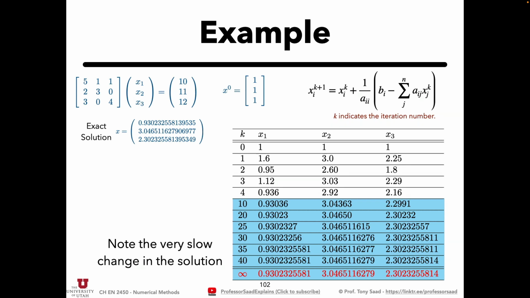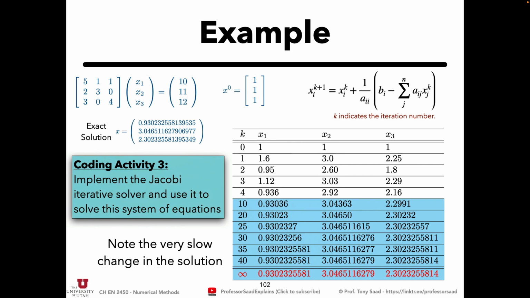The exact solution for this other system is 0.9 and 3 and 2.3. You eventually get to the right answer after a lot of iterations. But eventually, the convergence starts slowing down. So keep that in mind, because we're going to touch on this a little later. So let's get our notebooks now and see if we can program a Jacobi iterative solver and use it to solve this system of equations.